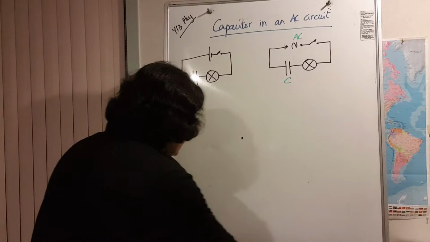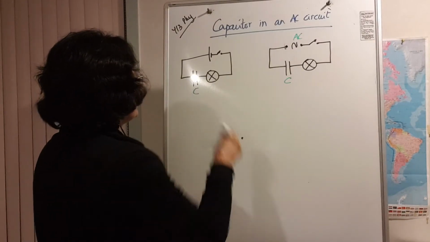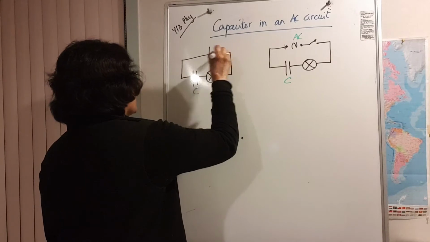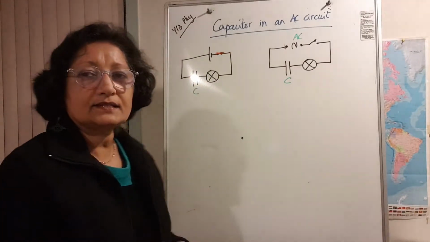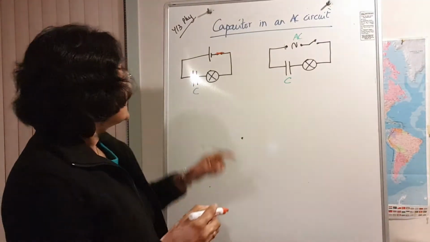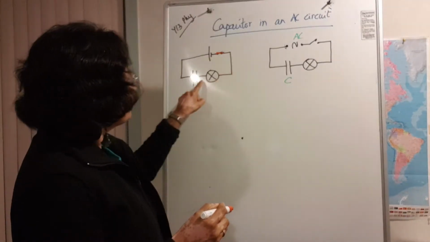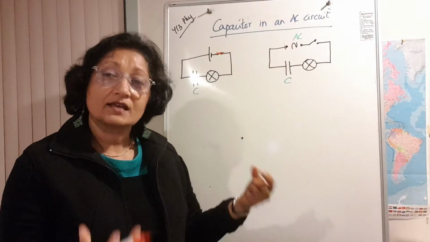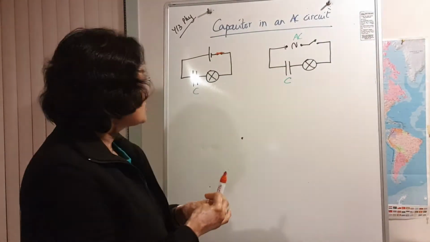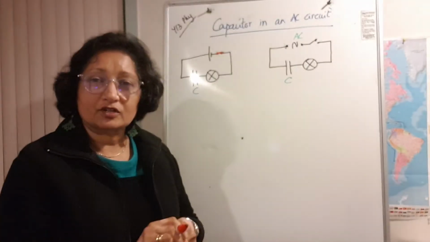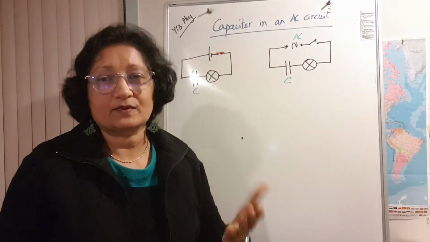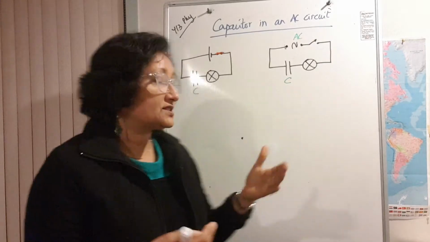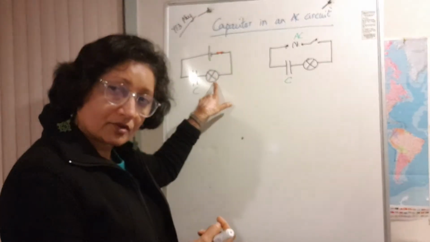Now, when you close the switch in the DC circuit so that the circuit is complete, what happens is that the current will flow, and as soon as the capacitor plates are fully charged, the current stops flowing. As long as the current flows, the lamp will glow, and then you know what happens when there's a capacitor in a DC circuit. The current will eventually come to a stop, so then the lamp will stop glowing.